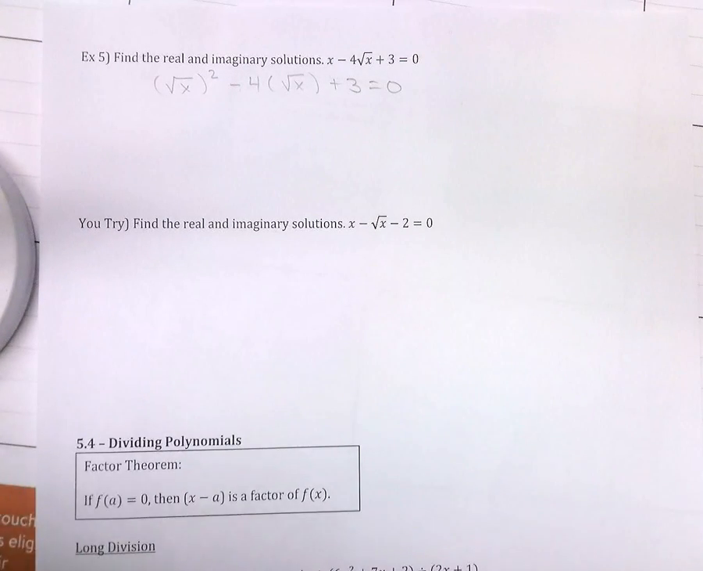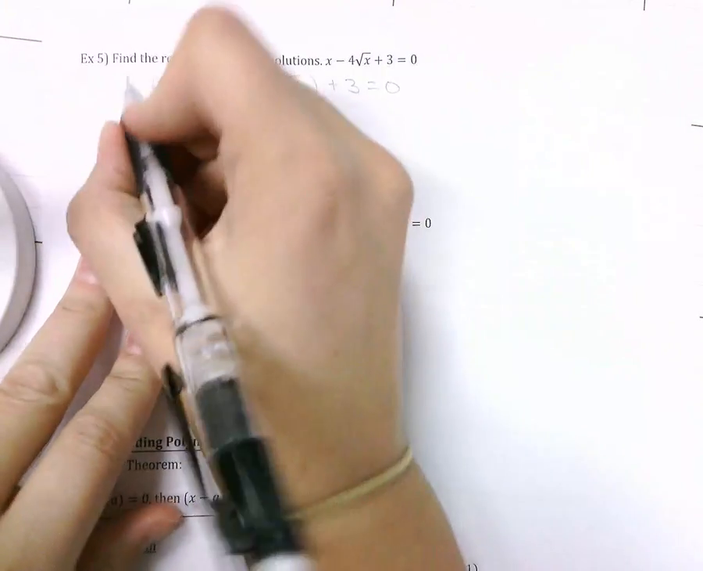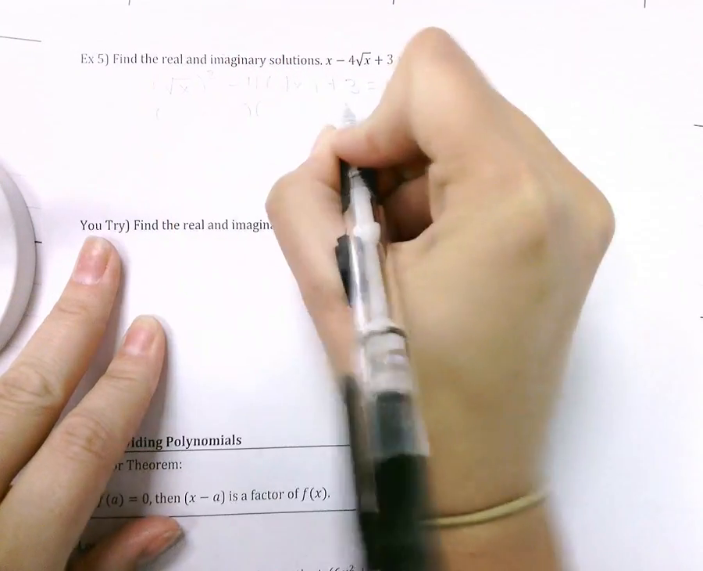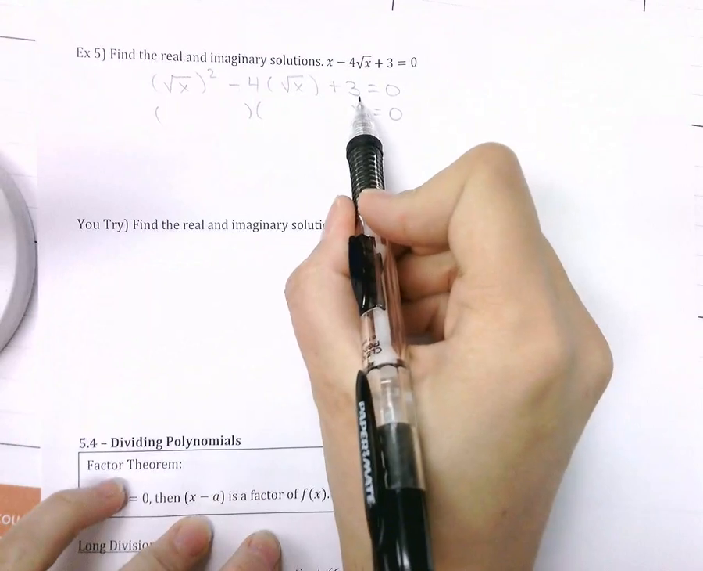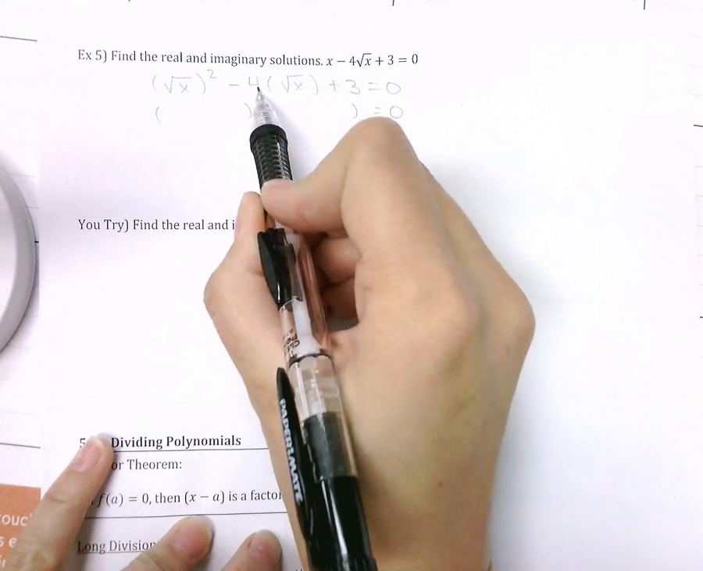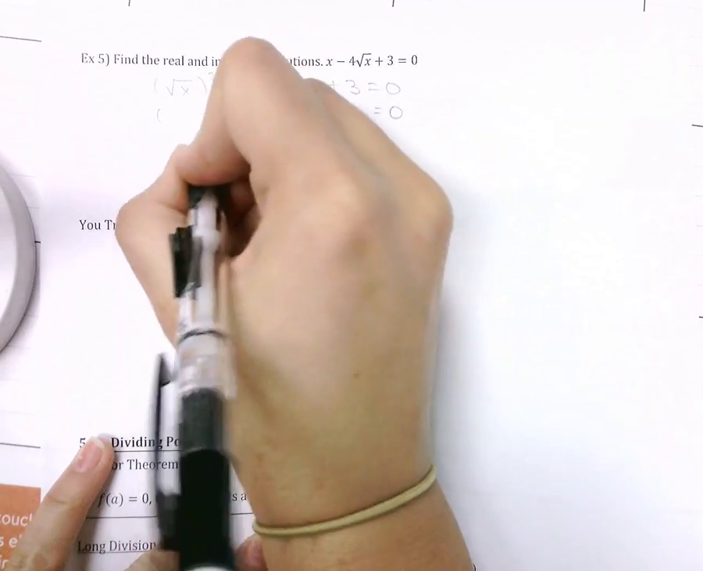So it's similar to the ones where it's like x to the 6th and x to the 4th. It's similar to those. It's just that it's a square root instead. Okay? So what we're going to do is we're going to factor. We're thinking of two numbers that multiply to positive 3 and add to negative 4. So -1 and -3. There you go.